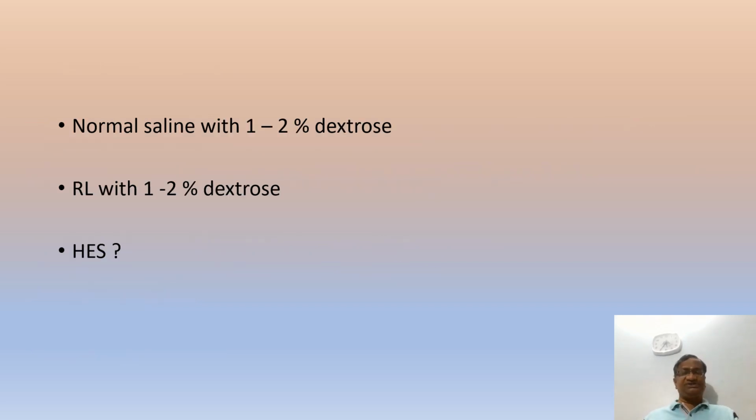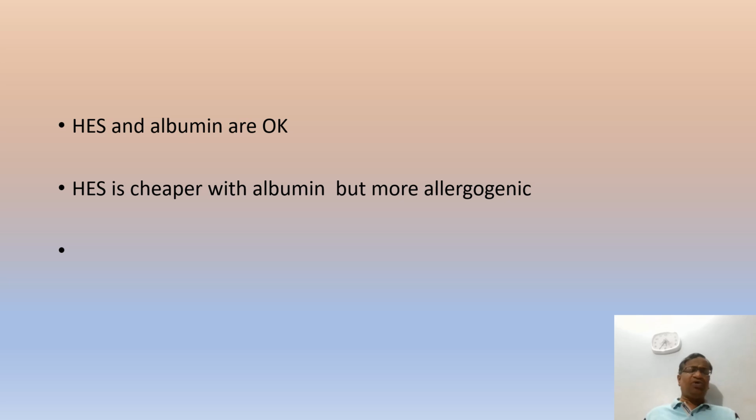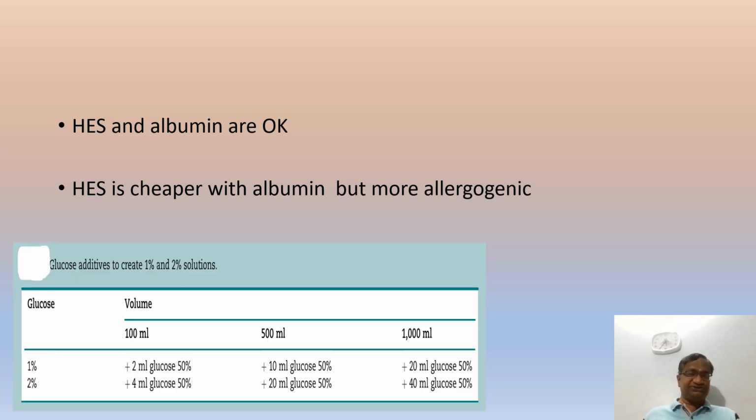Normal saline with 1 to 2% glucose, oral with 1 to 2% glucose, or hydroxyethyl starch. Both are okay, but HES is cheaper than albumin, though more allergenic. Now, how to make this 1%? Somebody is telling 1% glucose, somebody is telling 2% glucose.